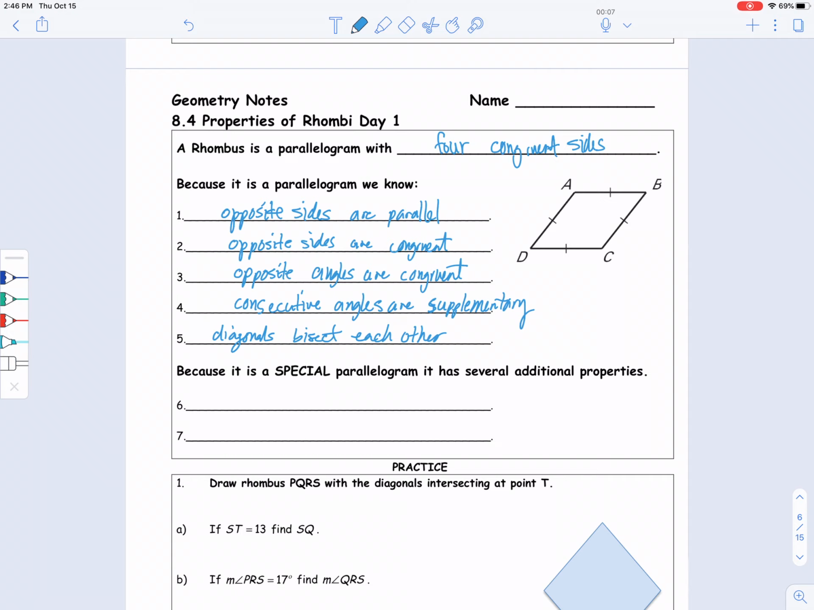But since this is a special parallelogram, there are a couple additional properties that we must add on. So specifically for a rhombus, the diagonals are perpendicular. Okay. And the diagonals will bisect the opposite angles.